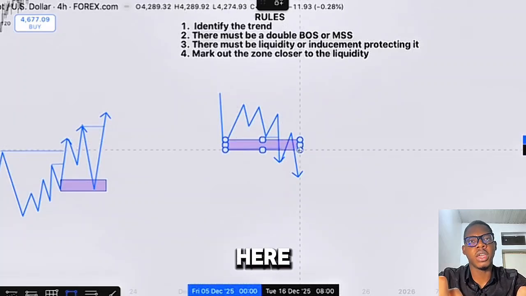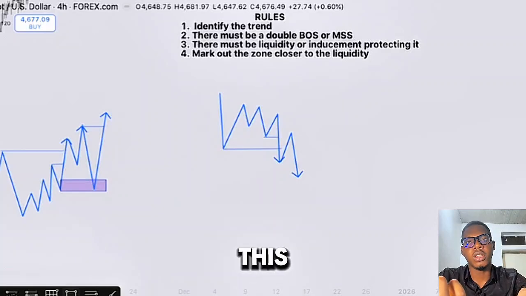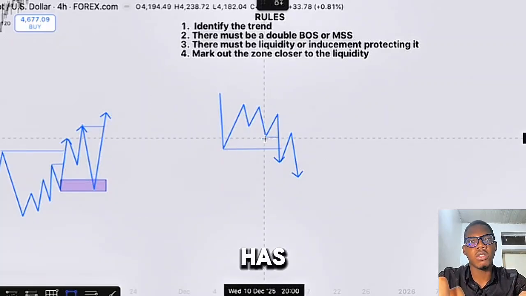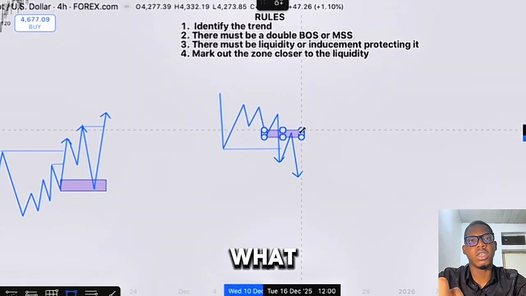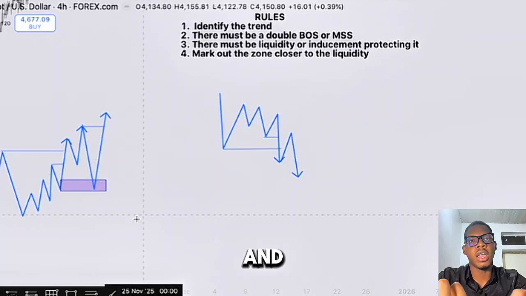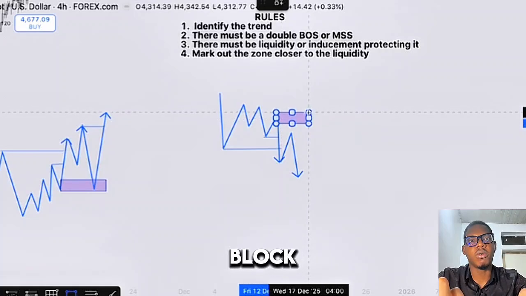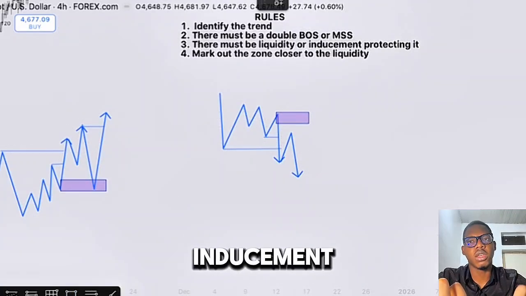This breaker here has been mitigated already and it's invalid. This breaker here too has also been mitigated and is also invalid. So it has been validated by price. And now we are left with this other block here. This is the other block that is close to this inducement right here.